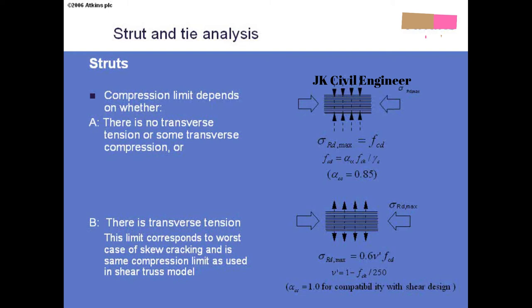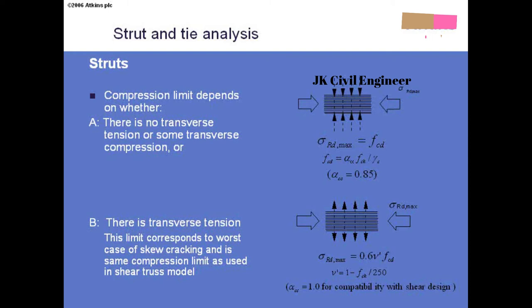And for compatibility with that shear truss model, because when we do shear design, we have to use alpha CC equals 1. When we're checking this strut limit, we have to have alpha CC equals 1 in the definition of SRD max. So you can already see this is getting messy and confusing. We're talking about the same thing here, strut and tie analysis, and we've got a different value of alpha CC and two strut limits, it's not really ideal, but that's the reason why it comes about. We have to do that to maintain compatibility. Otherwise, if we try and work out the shear resistance of something from first principles using a strut and tie model, we'll get a different answer to what we have from the code rule.